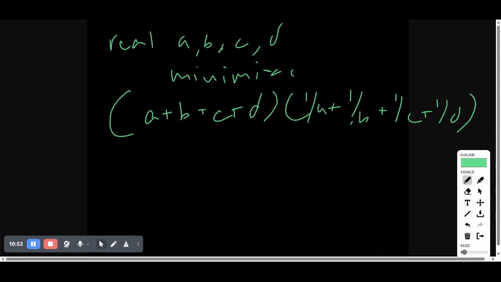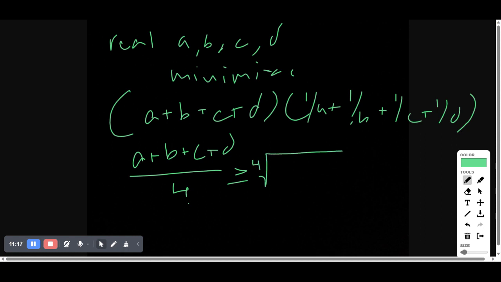Okay, now we can get into learning both solutions. We can start with AM-GM. The arithmetic mean of A, B, C, D is greater than or equal to the geometric mean of A, B, C, and D. So what is the arithmetic mean of all of these? It's A plus B plus C plus D over 4, which is greater than or equal to the fourth root of ABCD. Yes?